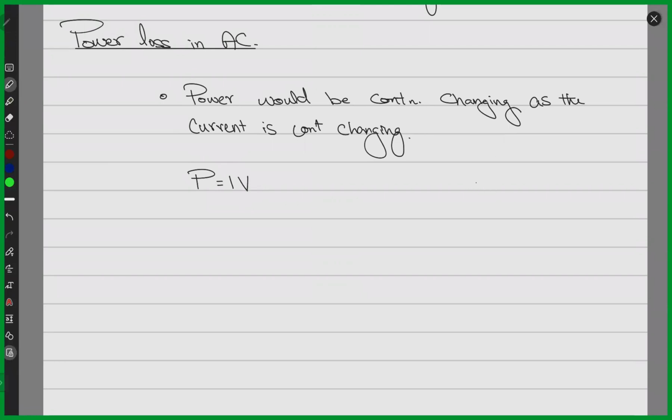And if I consider an AC supply like this connected to a resistor R, I want to see what would be the power loss in this resistor from this alternating current. We know that power loss in resistors is given by I squared R, which we get from substituting V equals IR in this equation.